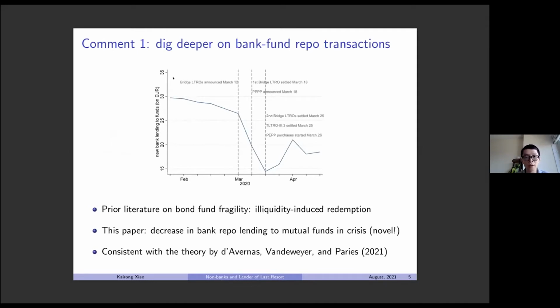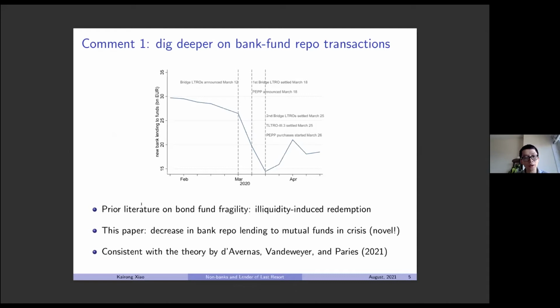My favorite graph in this paper is this graph, which documents the amount of lending from banks to funds through repo transactions. As I just mentioned, a lot of people are not aware that banks are lending to mutual funds. They don't even know that mutual funds can borrow money, and this is an understudied point in the literature. So I applaud the authors for highlighting this fact.